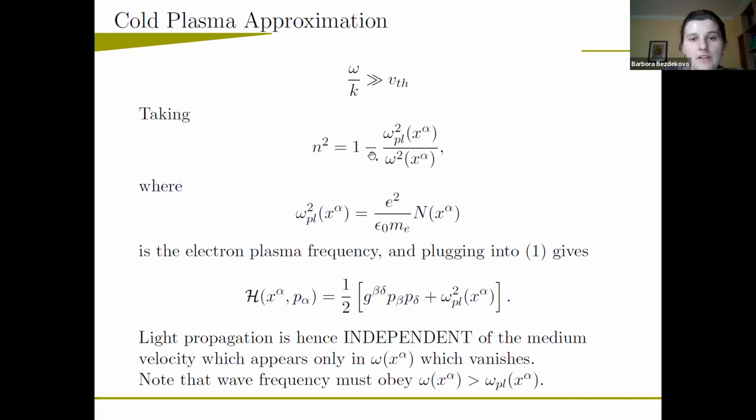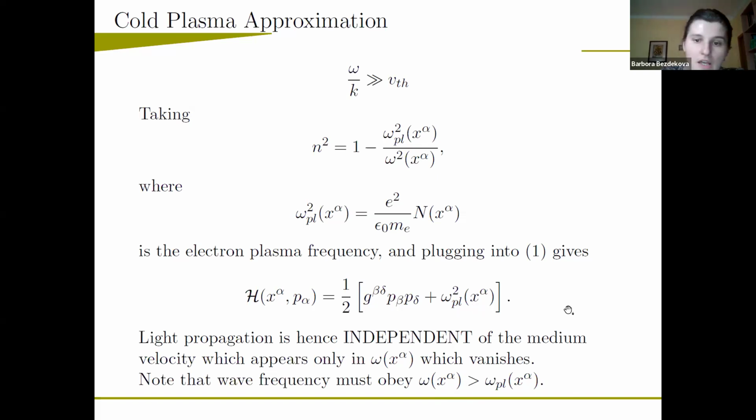And if you plug this refractive index into the Hamiltonian, which we discussed before, then you obtain just a very simple form that does not depend on the velocity of the medium at all. So it means that for the rays, it actually doesn't matter whether the cold plasma moves or not. The ray trajectories will look the same all the time. And also, in order to propagate in plasma, the frequency of the wave should be larger than the plasma frequency. But yes, this is just for general waves in the cold plasma approximation.